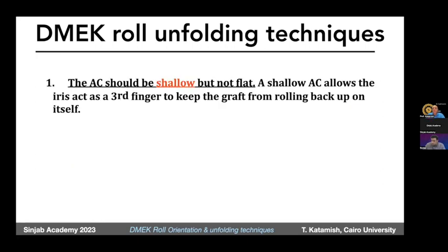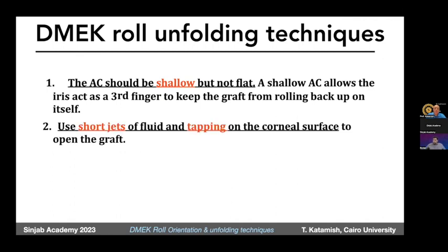So some rules to be kept in mind during unfolding. The anterior chamber should be shallow, but not flat. A shallow anterior chamber allows the iris to act as a third finger to keep the graft from rolling back up on itself. Use short jets of fluid and tapping on the corneal surface to open the graft.